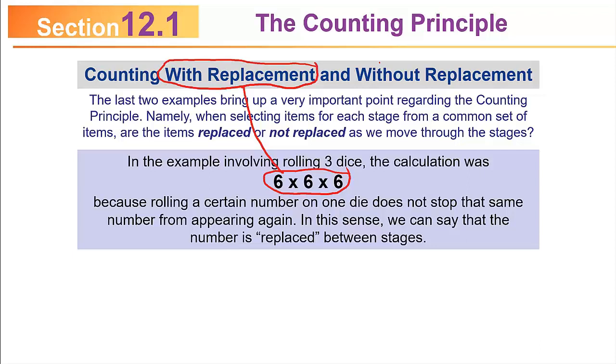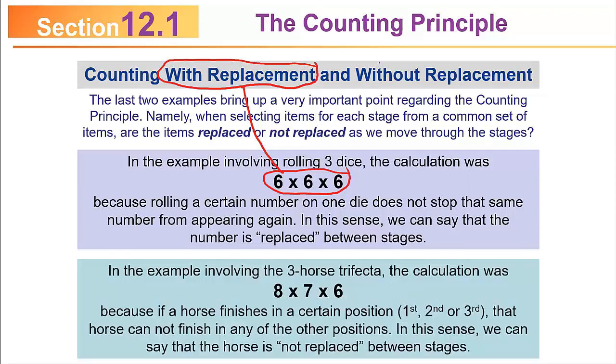On the other hand, if I go back to the trifecta example with the horses, notice that it wasn't 8 times 8 times 8, it was 8 times 7 times 6. Because when a horse won at a certain stage, that horse was not available to win in a later stage. In that sense, the horse is not replaced between stages. So look at that and make sure you get the distinction. With a die roll, when you roll a die and get a certain number, that number is certainly available to be rolled again. So that's sort of with replacement.